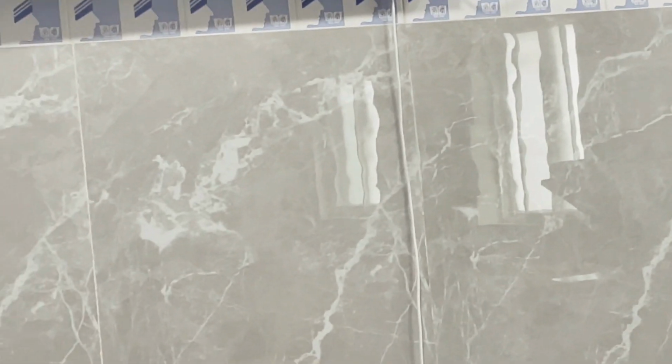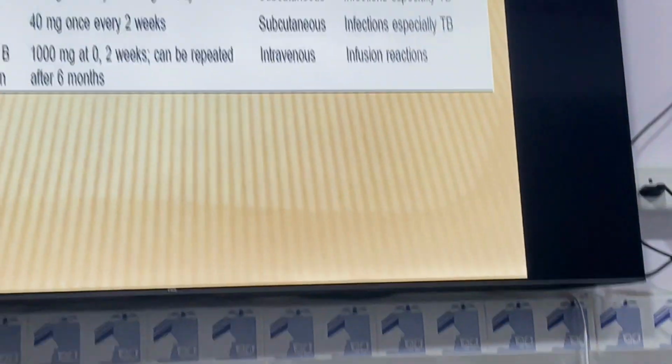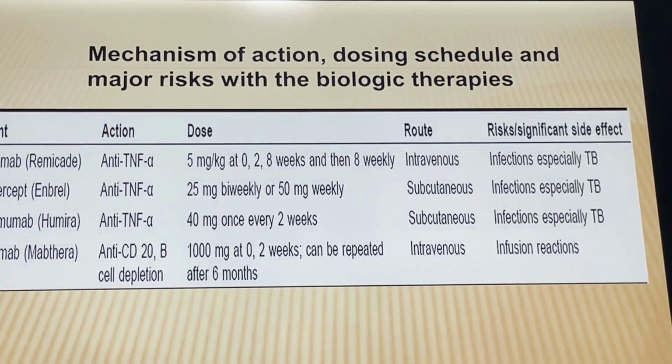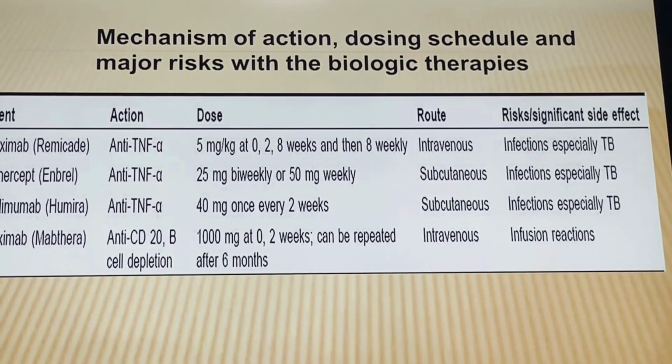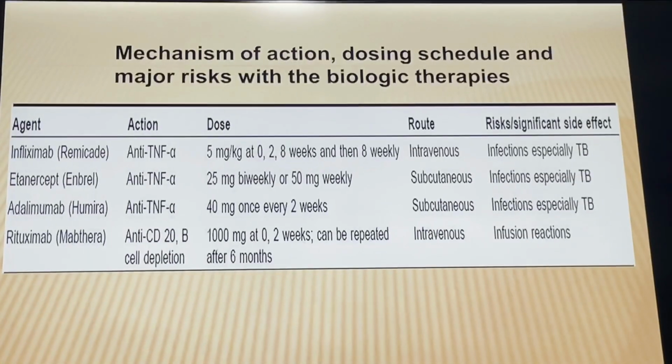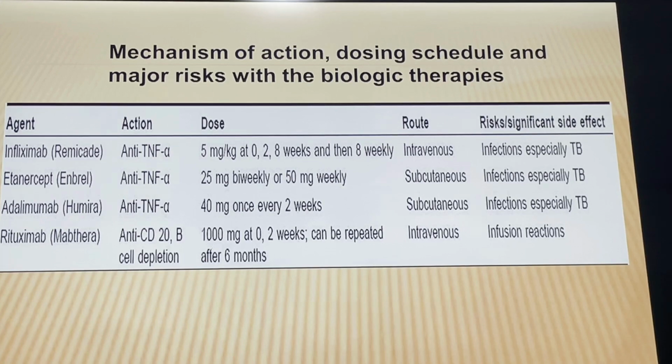So the doses, for example, infliximab, 0 to 8 weeks and then once in 8 weeks. Etanercept, 25 milligrams bi-weekly, or usually we give 50 milligrams weekly subcutaneously. The first 2 shots they come to us, and the third and fourth shots once a week, so they get their results. Adalimumab, 40 milligrams once every 2 weeks. So once in 15 days we give the adalimumab. That's how we have to give these drugs.